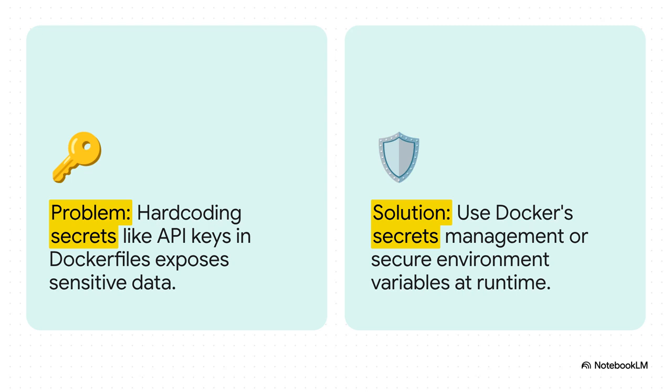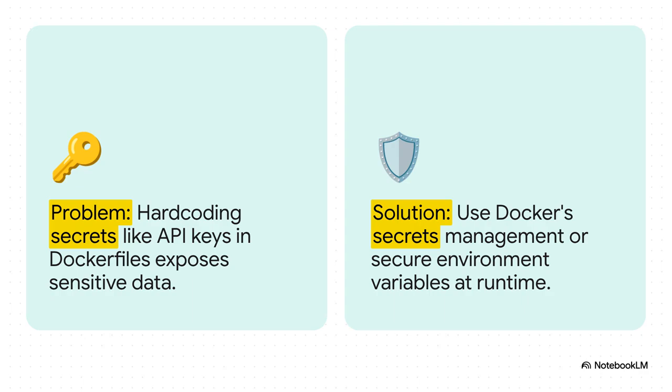And please, oh please, never, ever hard code secrets like API keys or passwords directly into your Dockerfile. When you do that, you are literally embedding them into your image, making them visible to anyone who can get their hands on it. It's a massive security flaw. Instead, use secure methods like Docker's own secrets management system, or pass them in securely as environment variables when you run the container.